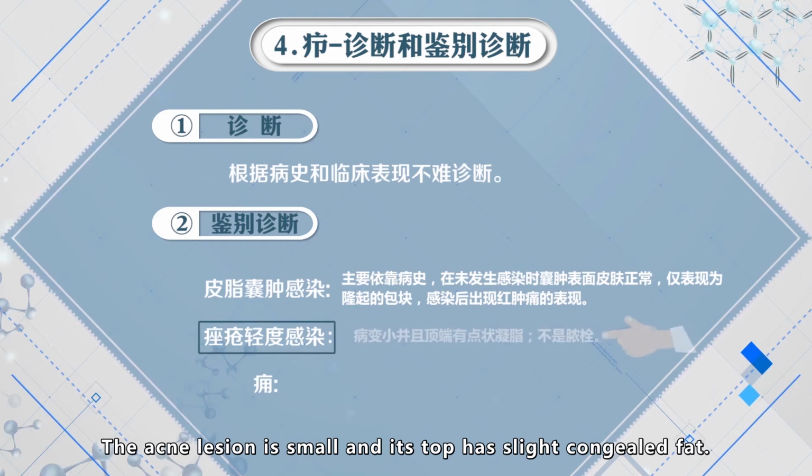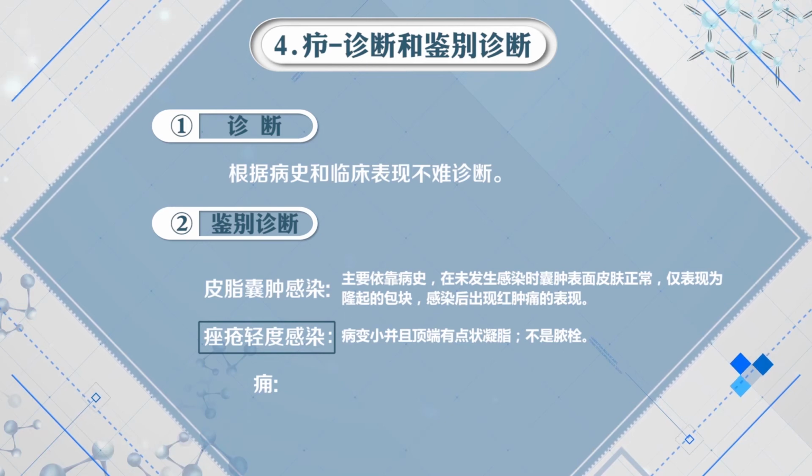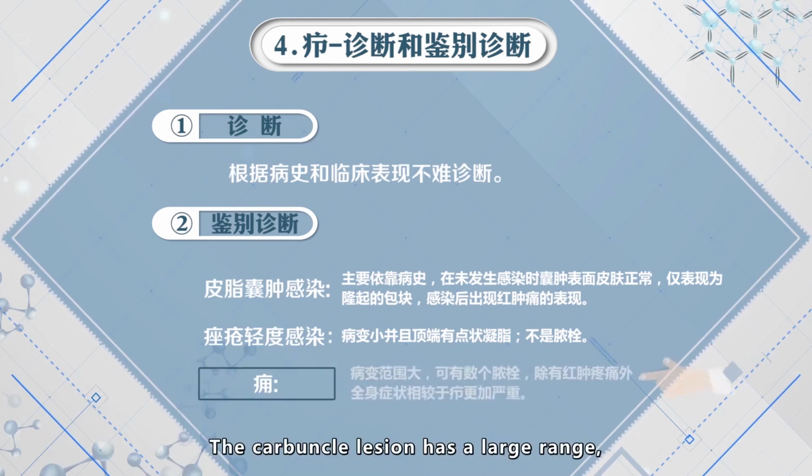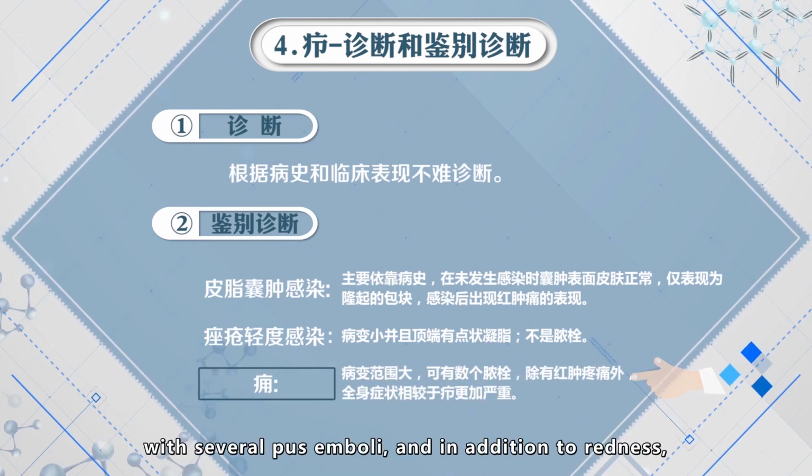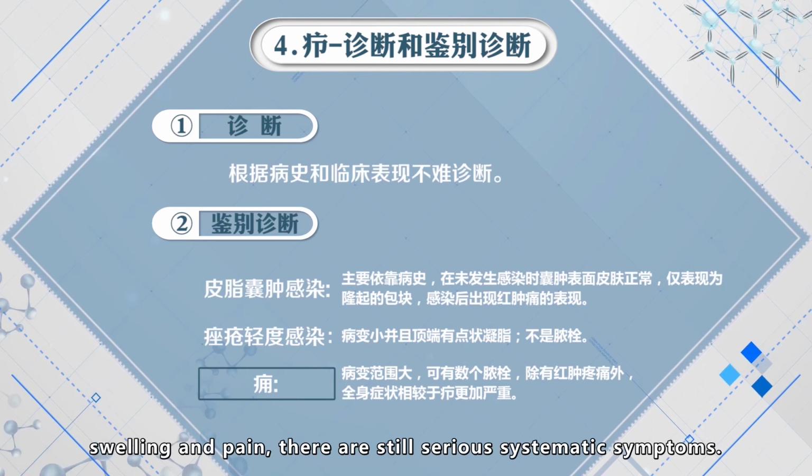The acne lesion is small and its top has slight congealed fat. The carbuncle lesion has a large range with several pus plugs, and in addition to redness, swelling, and pain, there are still serious systemic symptoms.